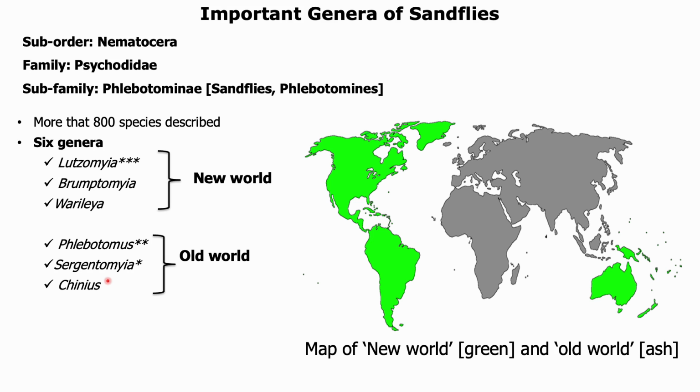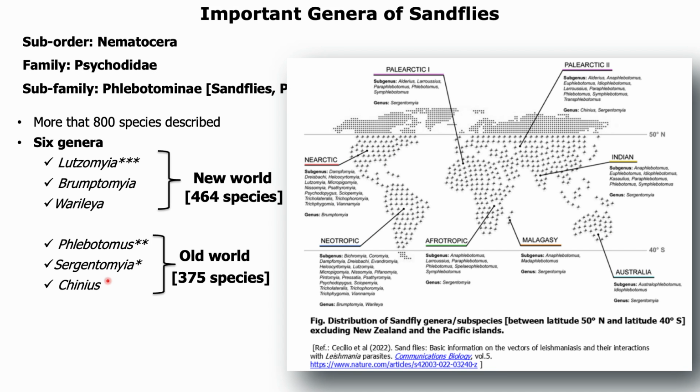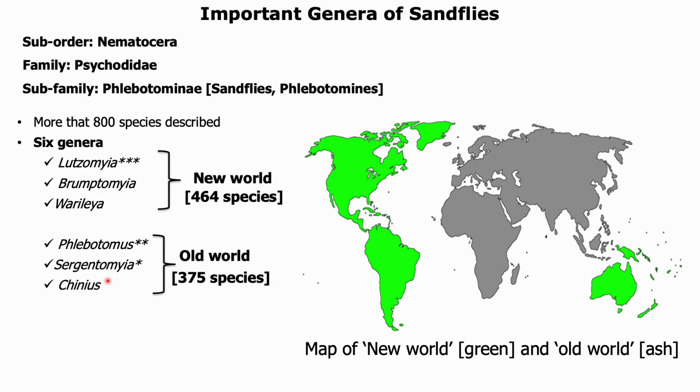Overall, around 464 species are considered New World species and 375 species are considered Old World species as of today. The genera or subfamilies are distributed globally but absent from most oceanic islands and Oceania, including New Zealand. Remember that the New World genus Lutzomyia and Old World genus Phlebotomus include species of public health and veterinary importance. What are the important species of sandflies? Keep watching until the end.